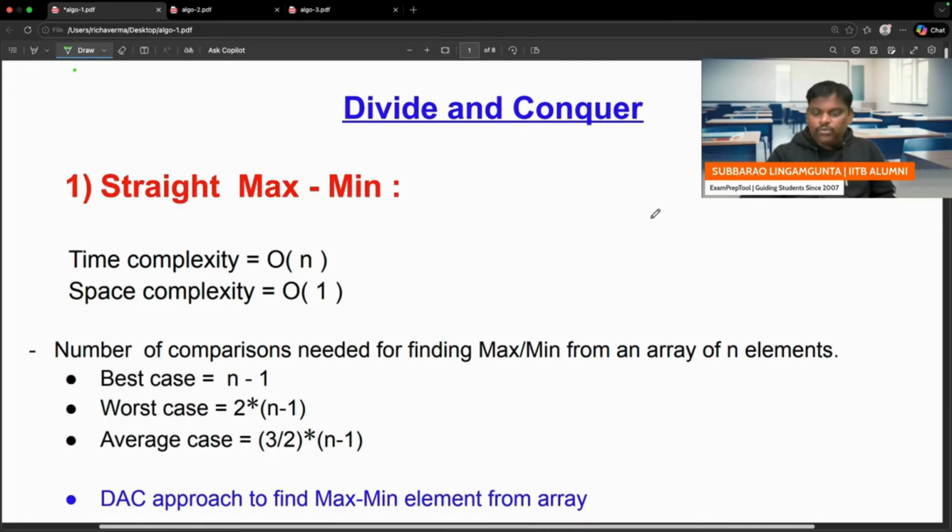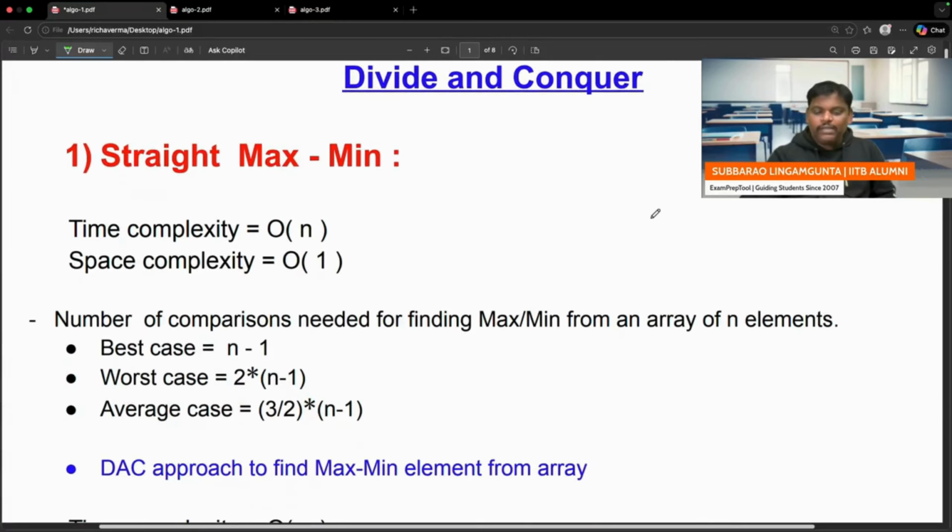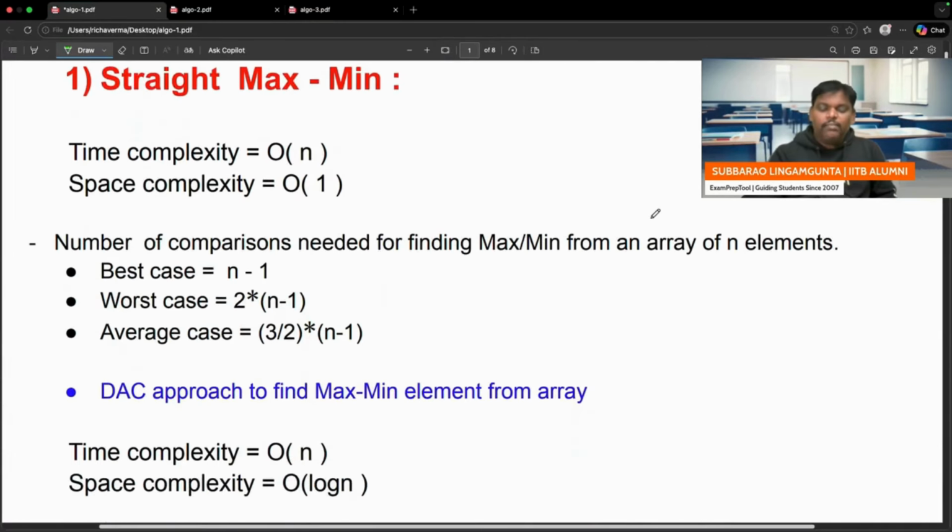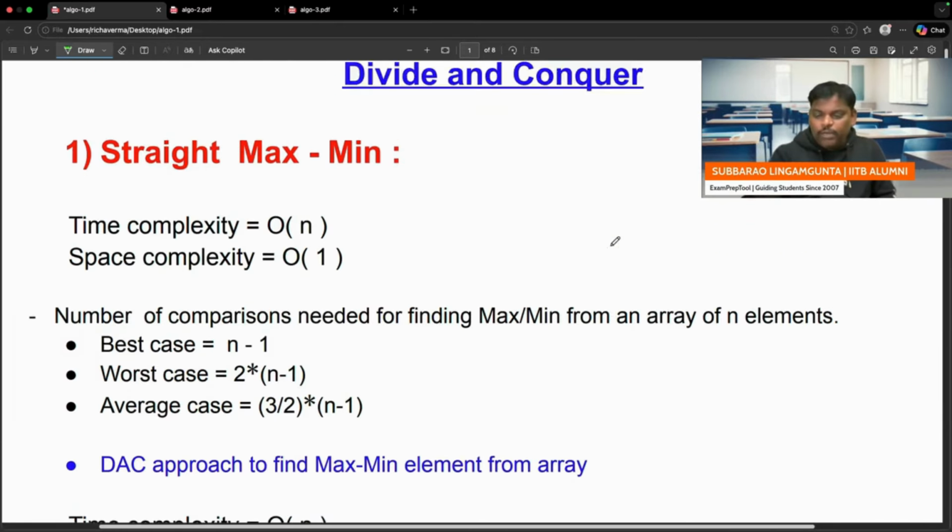Algorithm subject, short notes. Small doubt also there, you can ask me. See the straight max min. So if you want to find out the maximum element and minimum element in the given array, divide and conquer, we are starting the topic. In the algorithm subject short notes, divide and conquer is the starting one. Straight max min, so finding maximum and minimum.